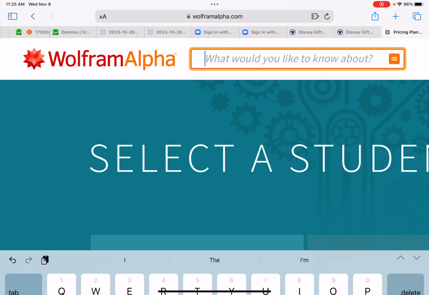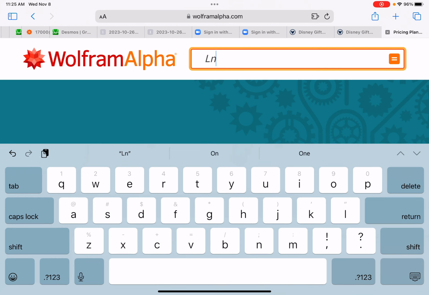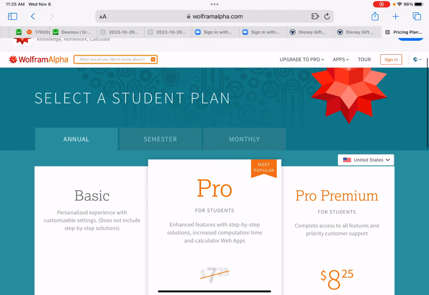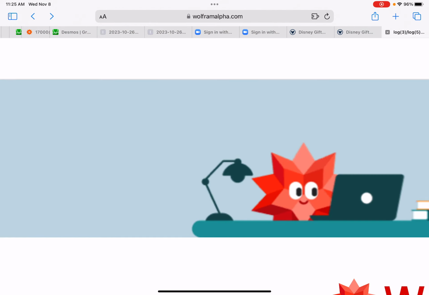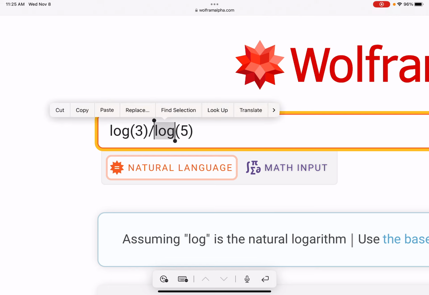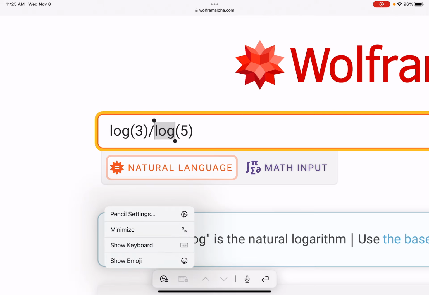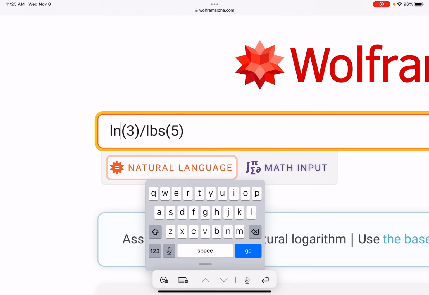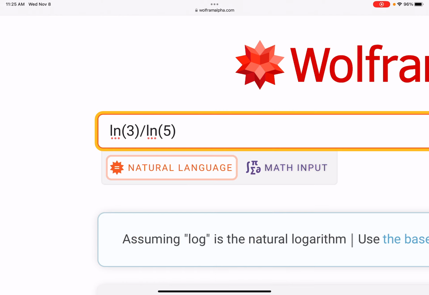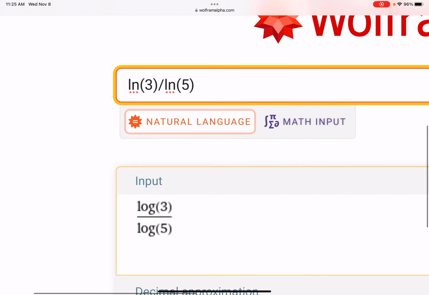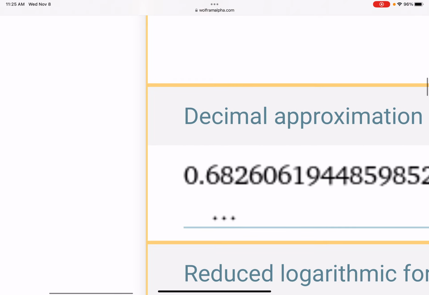Whoops, hold on. I want the natural log. What just happened? Let's go back. There we go. And I'm going to change my logs to ln's. Why did it change it to pounds? There we go. ln 3 divided by ln 5 should give me that same 0.683.